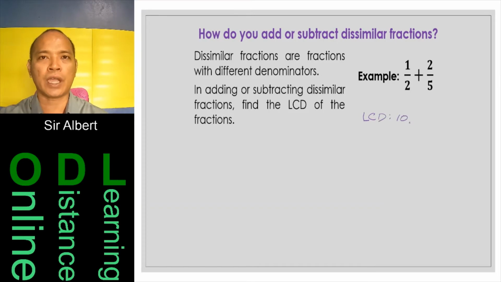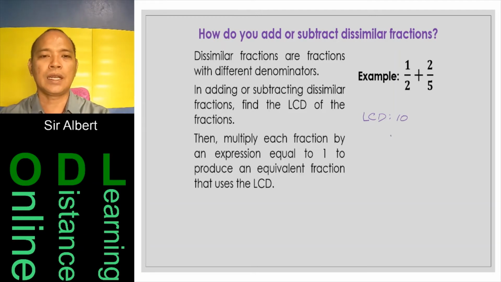We can double check that 10 divided by 2 is an exact number, and 10 divided by 5 is also an exact number. So we say that 10 is the smallest number that can be divided by both 2 and 5. Once we have the LCD, the next step is to multiply each fraction by an expression equal to 1 to produce an equivalent fraction that uses the LCD.